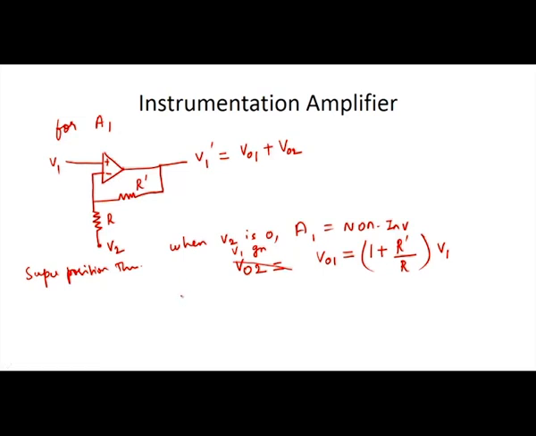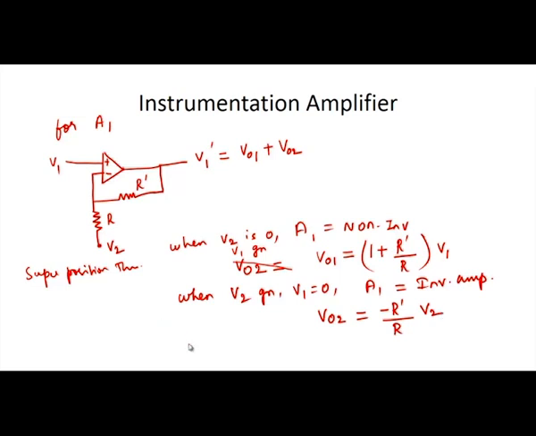For the second case, when V2 is given, V1 is 0. So the amplifier A1 will now become an inverting amplifier. For an inverting amplifier, the gain is minus R dash by R. So V02 in this case is equal to minus R dash, the feedback resistance, divided by the input resistance R, into V2. So these are the two output voltages when V1 alone is given and when V2 alone is given.